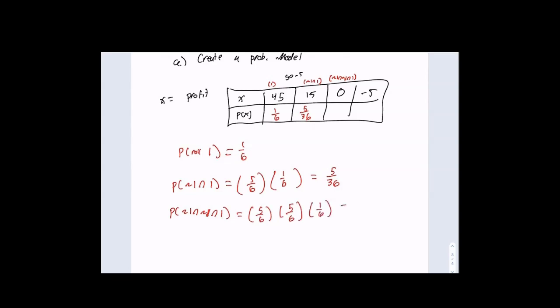1/6, I do it on the last roll, which gives me 25 over, what is, and this is typically why we don't do 3 rolls. The number comes out very weird. 6 times 6 times 6, 216. So 25 over 216.